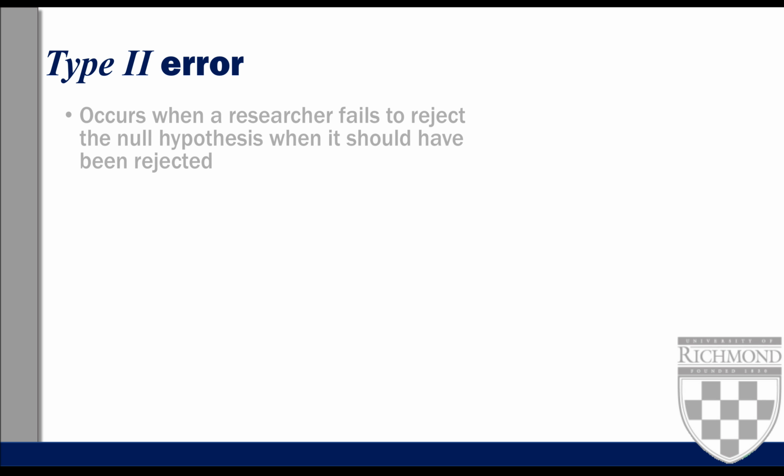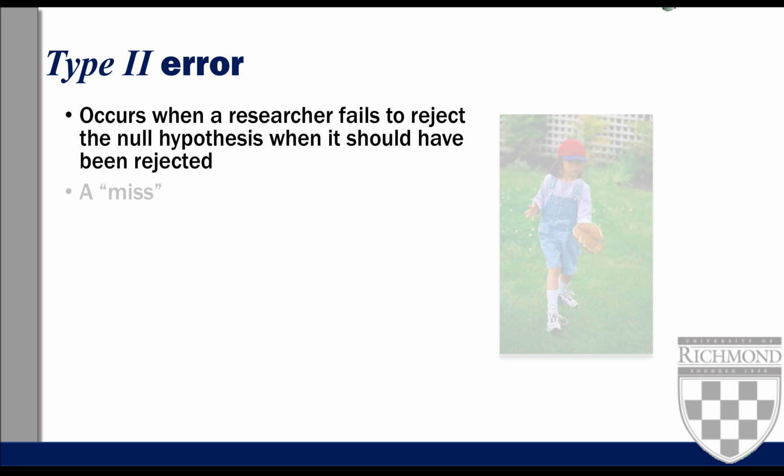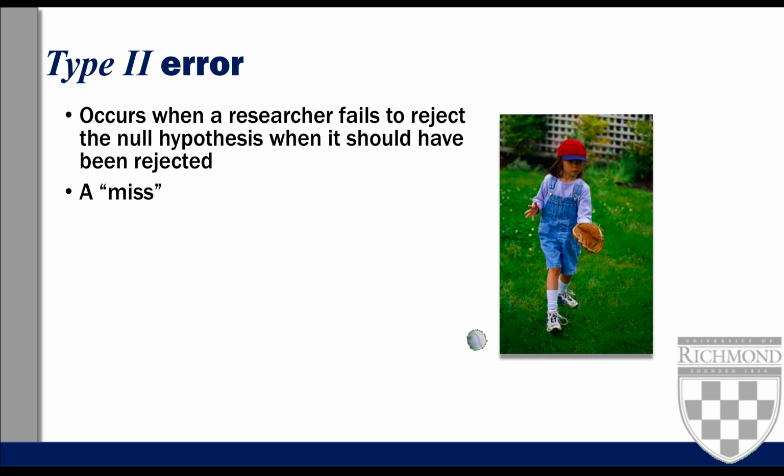Now, there's also what we call a type 2 error. And type 2 errors are a little bit more insidious than type 1 errors. So a type 2 error occurs when a researcher fails to reject the null hypothesis when it should have been rejected. In other words, you missed something, right? So it's kind of like this. Ball hits off the glove, off it goes. This is a miss.